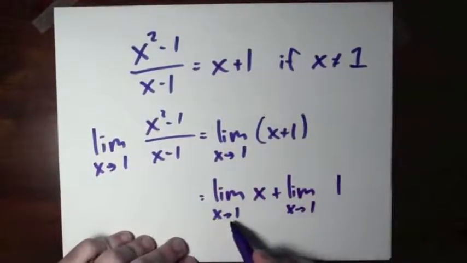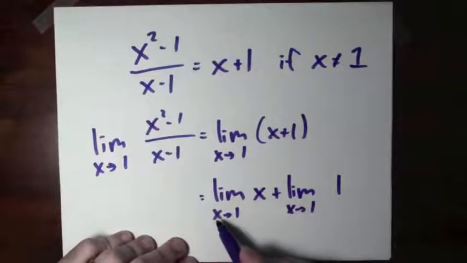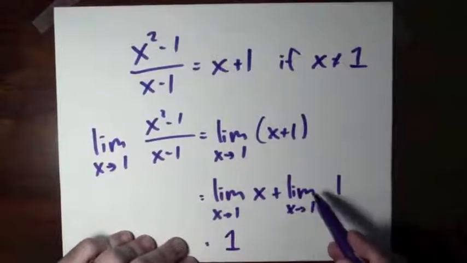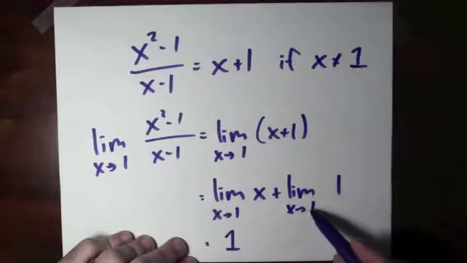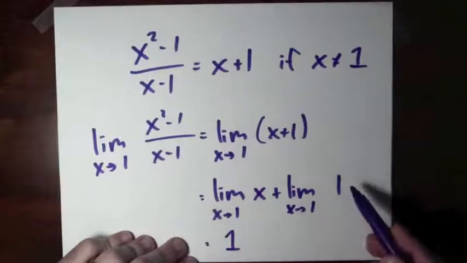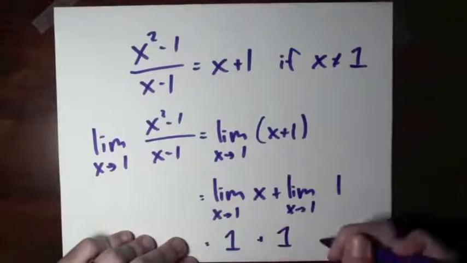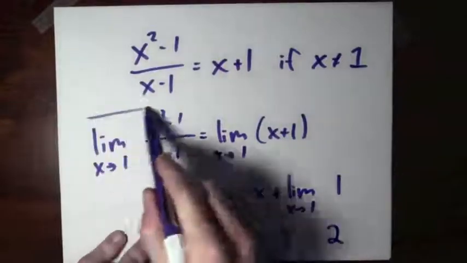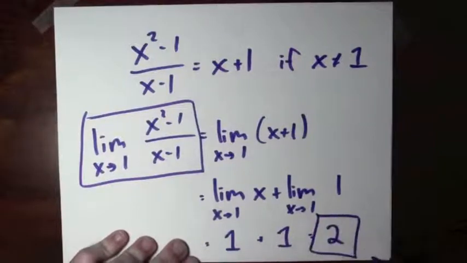Now what's the limit of x as x goes to 1? Well, that's asking what can I make x close to if I make x close enough to 1? Well, that's 1. And the limit of 1 as x goes to 1 is asking me what's 1 close to when x is close. Well, there's not even an x in this, right? Wiggling x doesn't affect this at all. So that limit's also 1. And 1 plus 1 is 2. So indeed, the limit of x squared minus 1 over x minus 1 as x approaches 1 is 2.